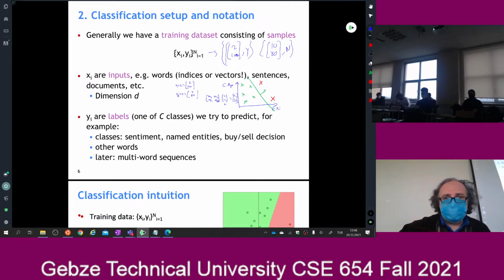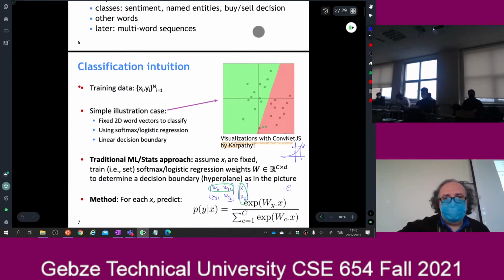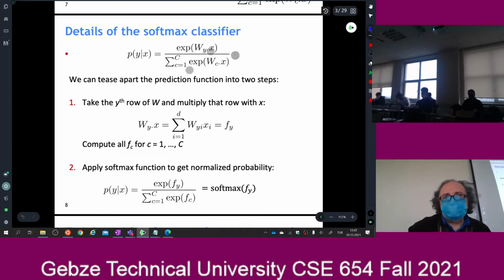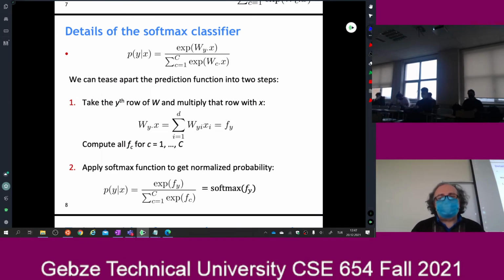Okay, let's go back and try to do it. So we looked at this one, and this is good. This is called the Softmax Classifier. With the Softmax Classifier, you don't have to make a binary decision, sell or not sell. You can make decisions among more classes.